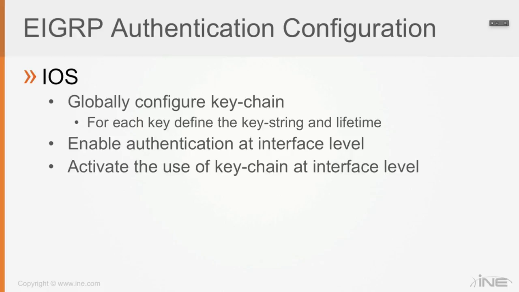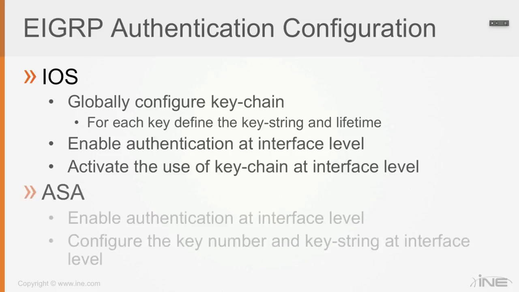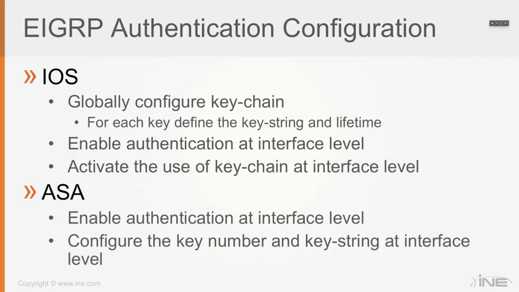Then you enable authentication at the interface level, and then also at the interface level you tell which keychain to be used by EIGRP. At the ASA it's simpler because the ASA doesn't use keychains. You just enable authentication at the interface level for EIGRP, and then at the interface level you configure the key number and the key string in there.